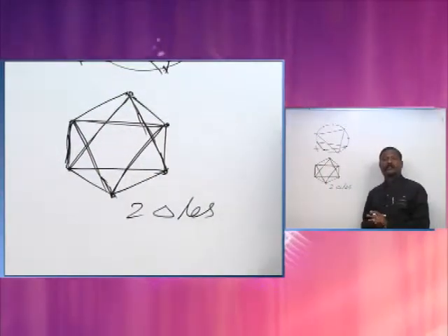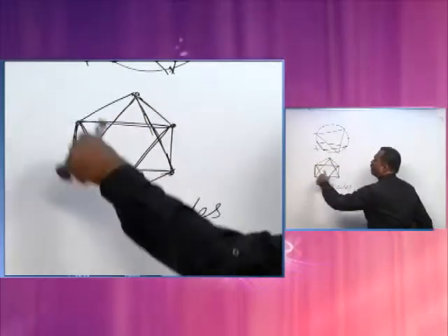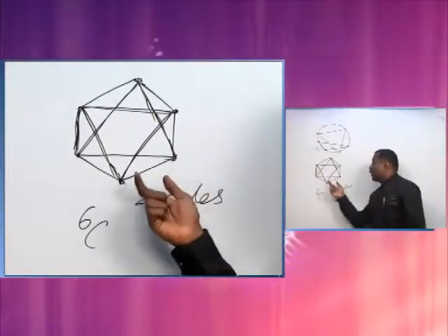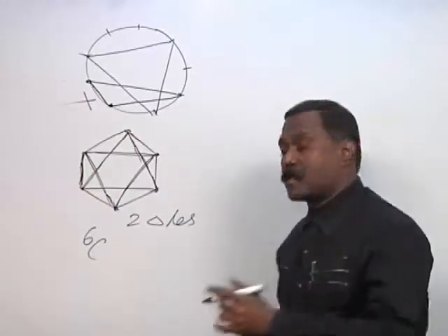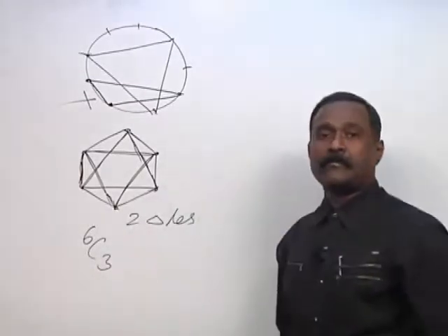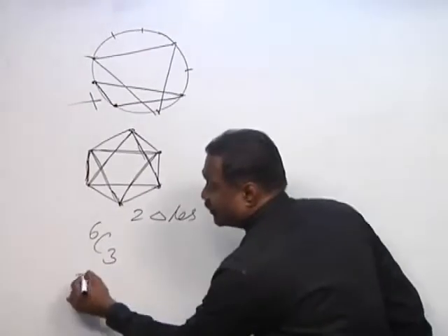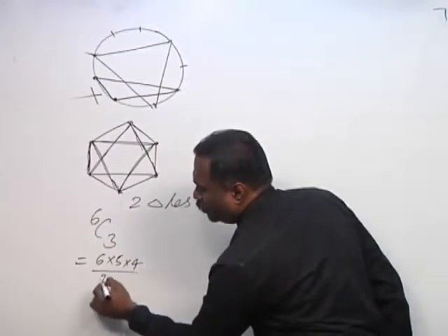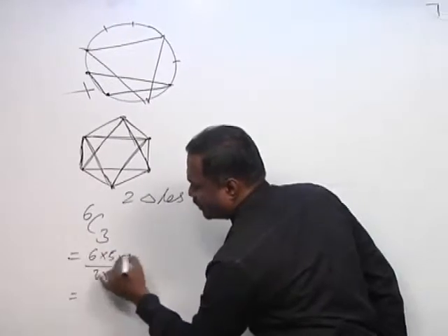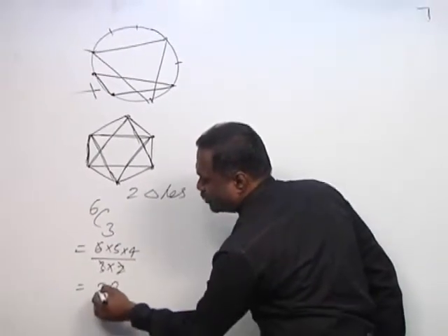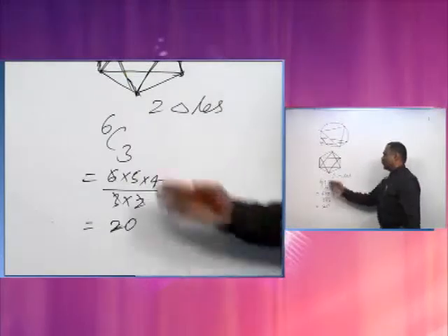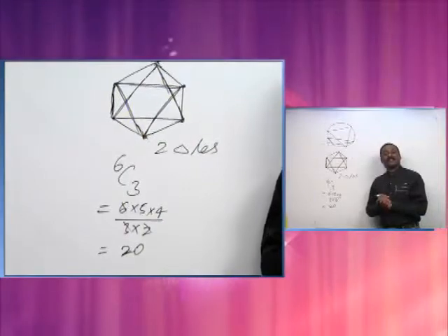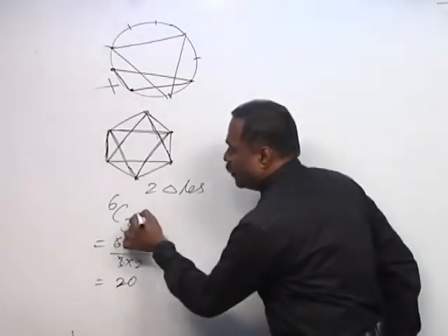Now, let us apply the concept of combination. How many vertices are there? 6 vertices are there to form the triangle. To form the triangle, how many vertices are needed? 3 are needed. 6C3 is nothing but 6 into 5 into 4 upon 3 into 2, which cancels to 5 into 4, 20. So if you apply the combination, you are getting 20. But practically, if you see, there are only 2 triangles. So what is happening here?